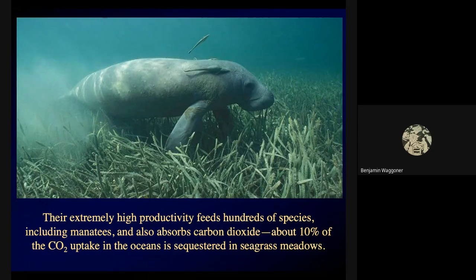Manatees, by the way, belong to a group of mammals called the Sirenians. We have Florida manatees, and then in the Pacific and Indian Ocean, there's this thing called the dugong. We used to have Steller sea cow up in the Aleutian Islands, but that one has gone extinct. But all of these feed on seagrass, and because they're so productive, they're very good at absorbing carbon dioxide. About 10% of the CO2 uptake in the oceans is taken up by seagrass meadows. That's a habitat that's very much worth preserving.